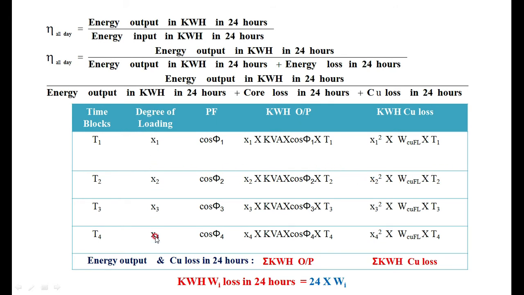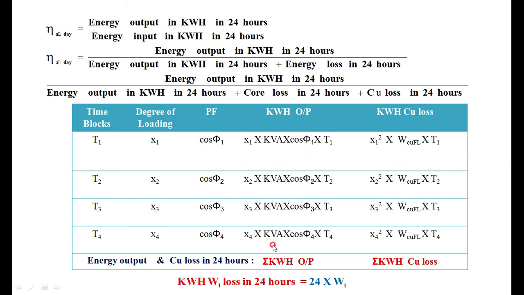In this way, for all 4 periods I calculate the kilowatt hour output, and the sum of these gives the total kilowatt hour output for 24 hours. Because at the different time intervals I have a different loading factor of the transformer and a different power factor. These are different because some of the loads are connected and some of the loads are disconnected during the 24 hours. It does not remain constant. That is why I am taking X1, X2, X3, X4.